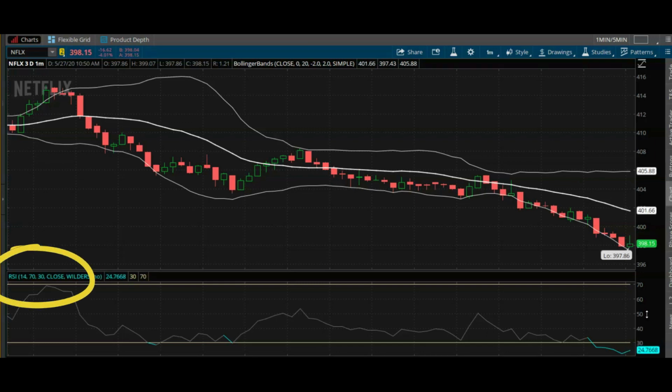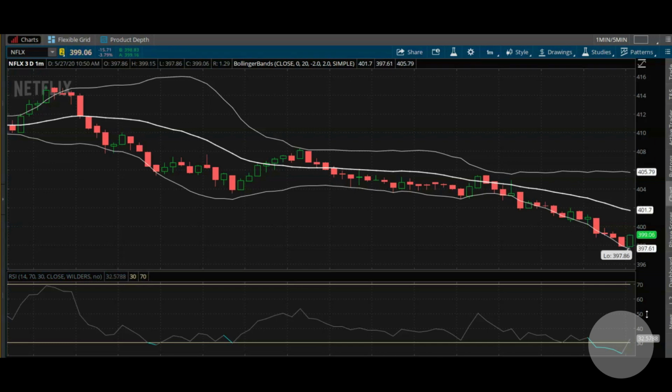To know more about the RSI, I suggest you watch the video I made on the RSI indicator. It is used to time entries into a trade and exits. The minute price action crosses back over this 30 line would be a good time to enter into a trade. We see that line heading back up.